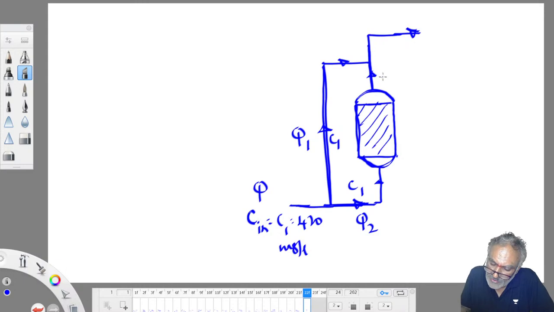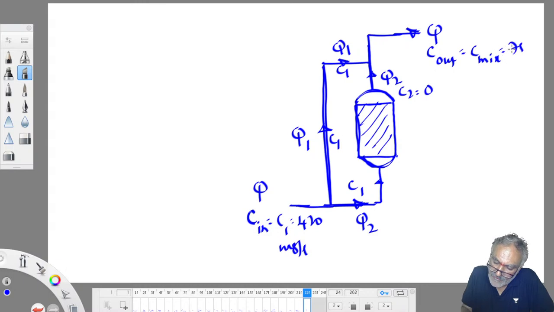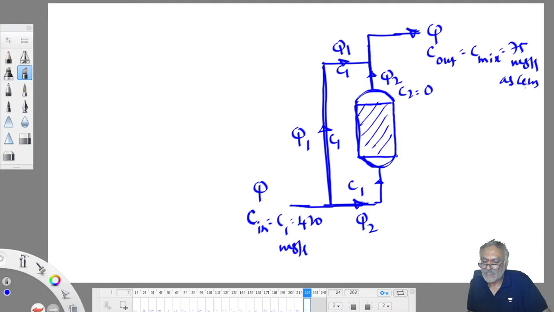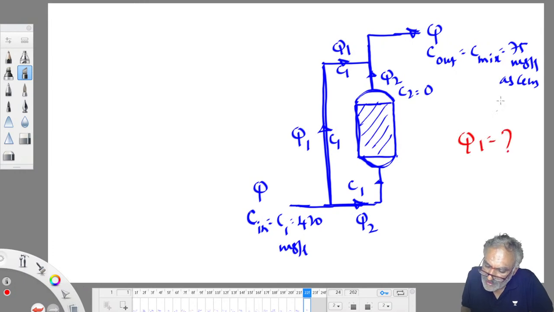By the time this Q2 is collected here, the concentration becomes C2, which is 0. Here Q1, C1 joins with this water, and after adding, again it becomes Q with concentration C out, which is nothing but C mix. Mixing two different waters, it should be 75 milligram per liter as CaCO3. That was the question: what amount of water is to be bypassed? What is Q1 such that C mix is not more than 75 milligram per liter?